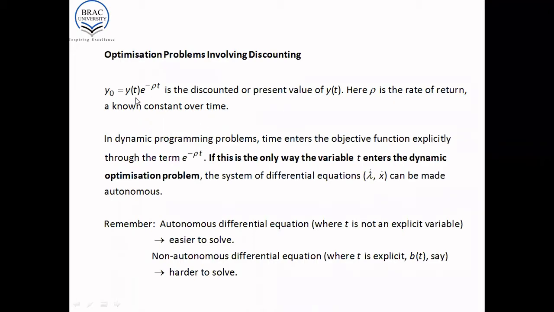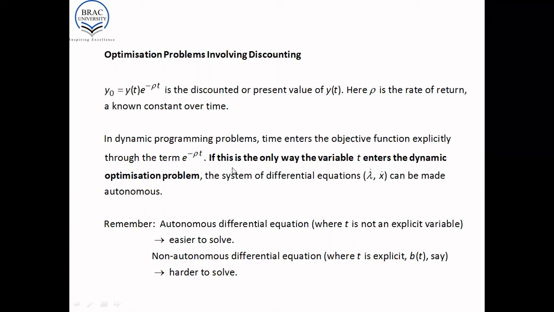You see, when we multiply y of t with e to the power minus rho t, we are effectively dividing y with e to the power plus rho t. So whenever we divide something, we are discounting it or figuring out the present value of the quantity. In dynamic programming problems, time enters the objective function explicitly through the term e to the power minus rho t. See, over here we have t.